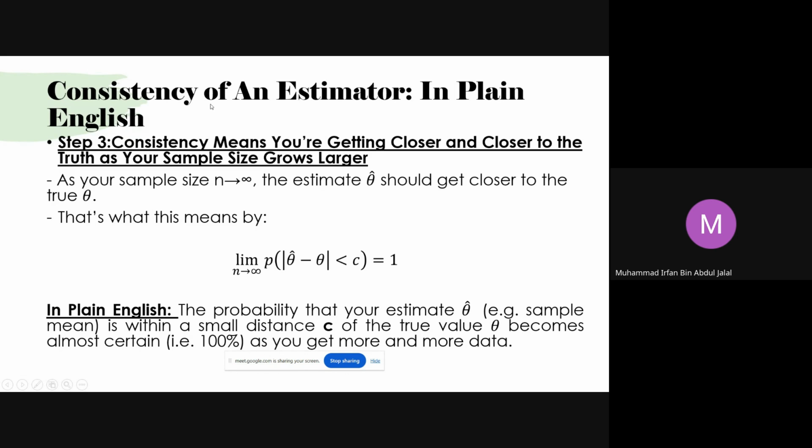So in this case, in plain English, the consistency of the estimator means that you are getting closer and closer to the truth for your quantity of interest as your sample size grows larger. As your sample size n approaches infinity, or just imagine that it grows larger and larger, then the estimate of the estimator theta hat here should get closer to the true population values, to the actual values of the quantity of your interest.